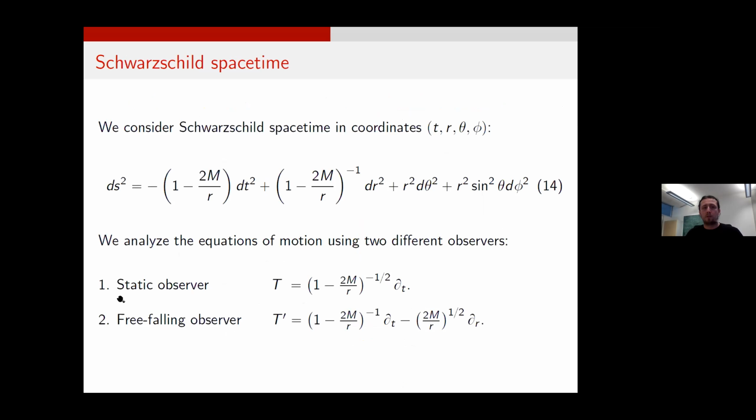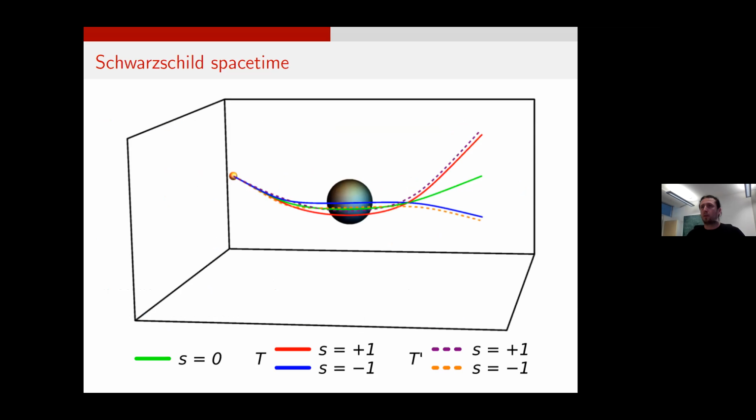The choices that I made over here are the following. On one hand, as a reference, I picked a static observer T. And as a second observer, I'm picking a free-falling observer T prime, given over here. Now I can take these two observers and plug them into the equations of motion and see what I get. The result is more complicated, obviously, but it's very similar to what happens in Minkowski.